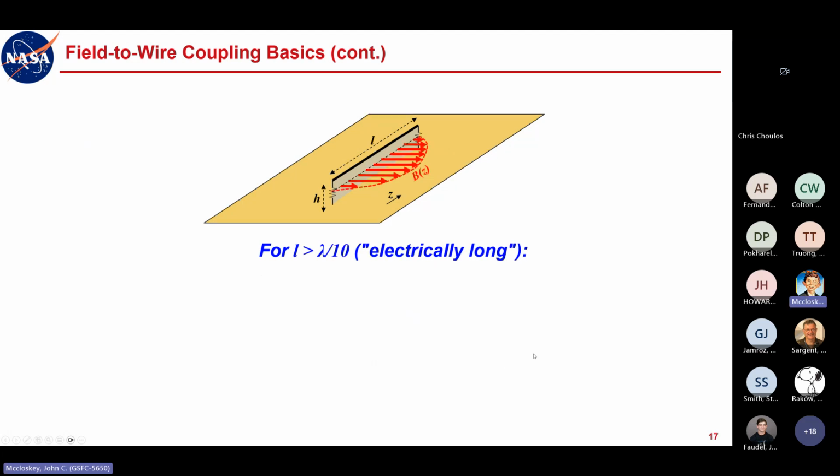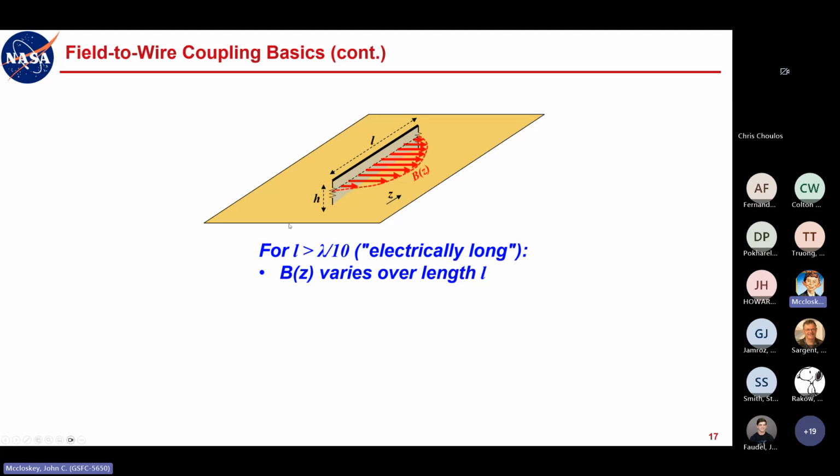Now when you get into a realm where the cable is electrically long, one school of thought is when the length is more than 1/10 of a wavelength. Some more conservative schools of thought say maybe 1/20th of a wavelength. But on that order, when L is greater than 1/10 of a wavelength, the B vector is going to vary over the length L. We're still going to assume that it's constant over the height, but it's going to vary over the length.